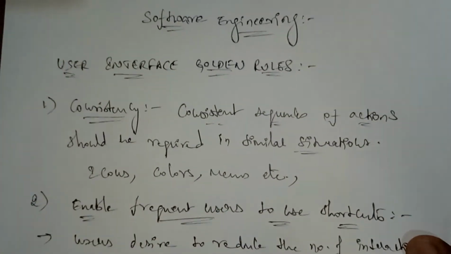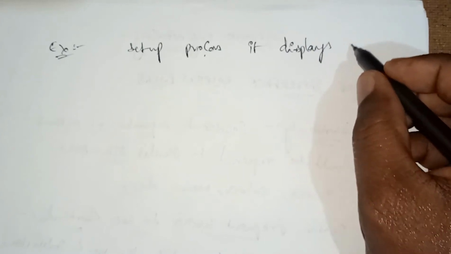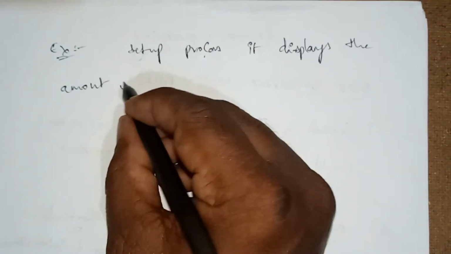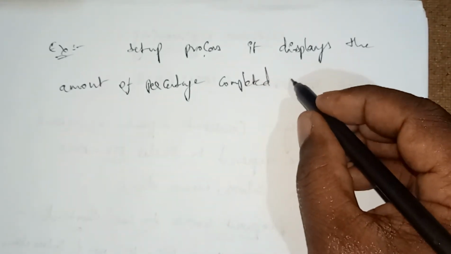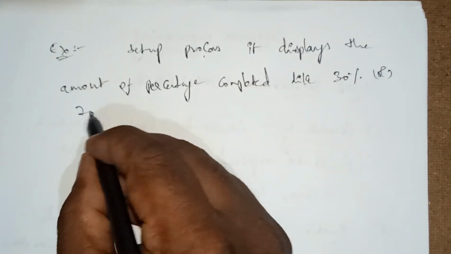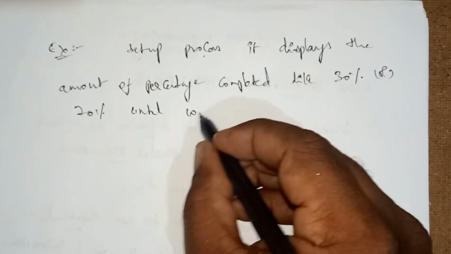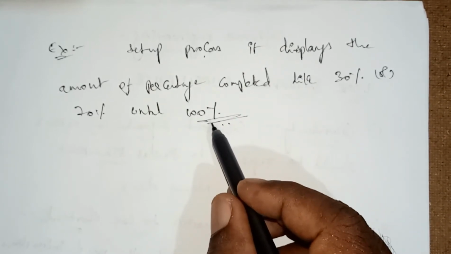For example, if you take any setup process, while installing, it displays the percentage completed, how much it has completed, like 30%, or 70%, until 100%, so that the user can know at which step we are, at the beginning, in the middle, or at the end.